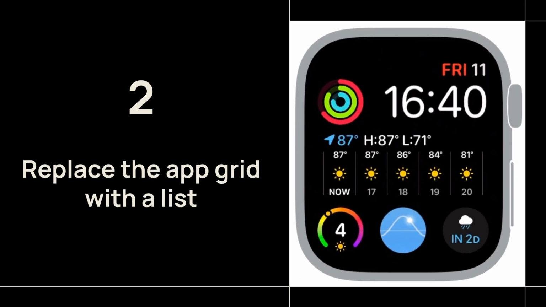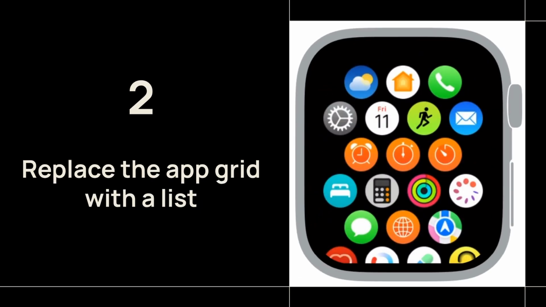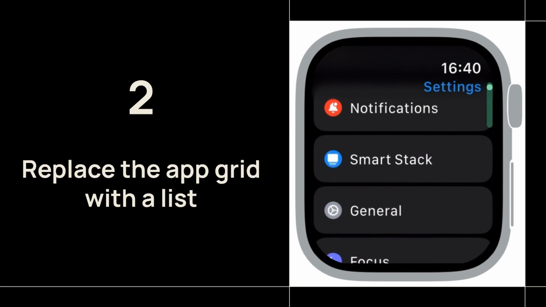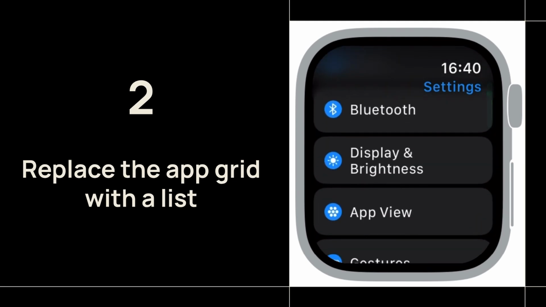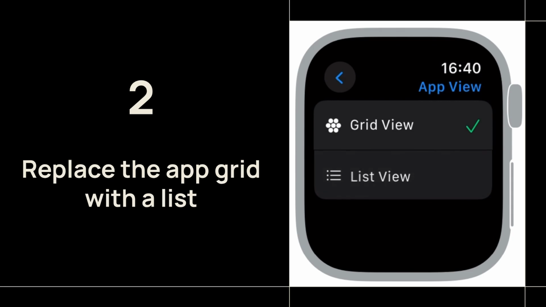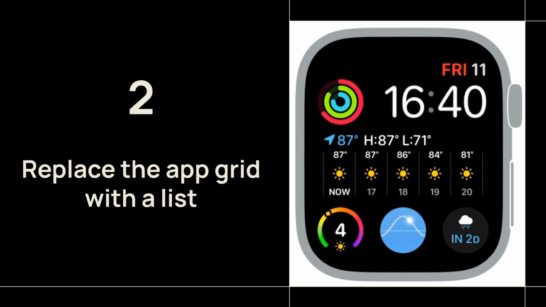Here's another issue that Apple Watch users often struggle with: the app grid. Are all those tiny app icons too much to find the app that you need? Try using the List view instead of Grid. Go to Settings and App View on your watch, and then check the Grid or List view.